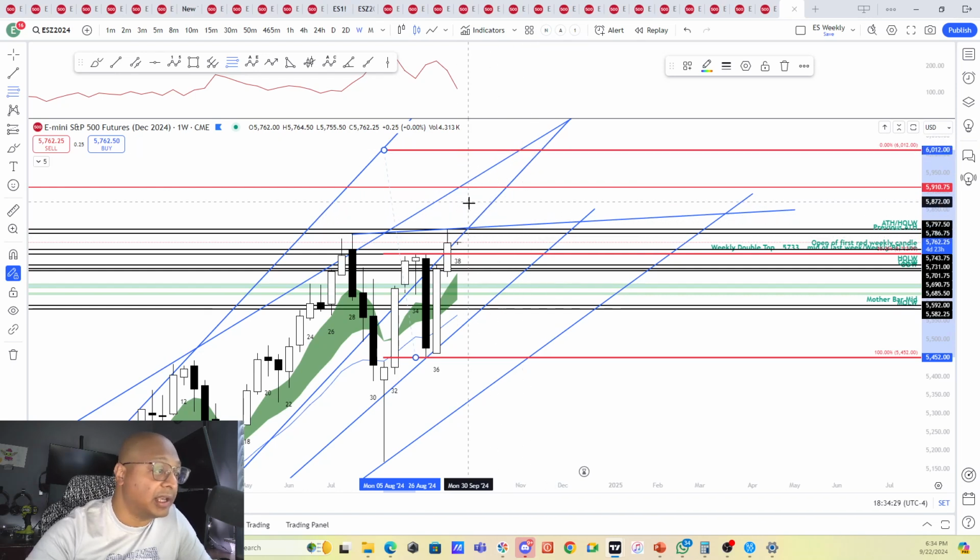So if the market is actually bullish and it can break out of this particular wedge and keep moving to the upside without any strong pullbacks, then there is a good possibility that we are getting to those levels, and the week may very well end near the 5930s.